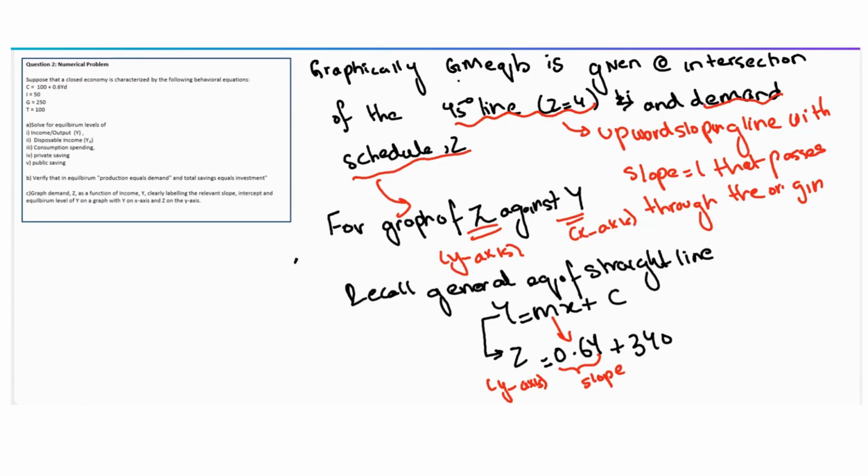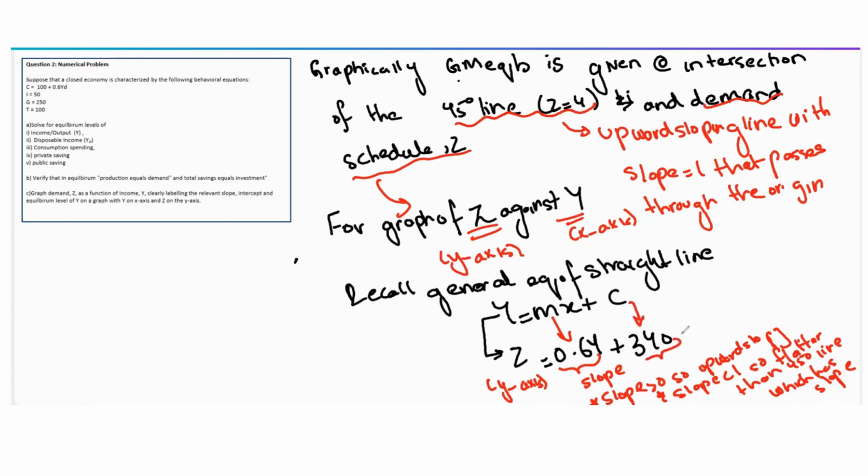There are a couple of things to note here. The slope is greater than 0, so it's upward sloping. And slope is less than 1, so flatter than the 45-degree line, which has slope equal to 1 like we discussed. So there are two things when we're plotting the demand function. We know its slope is positive, so it's upward sloping, and its slope is less than 1, so it's flatter than the 45-degree line. And c over here corresponds to 340, which is our y-intercept value.